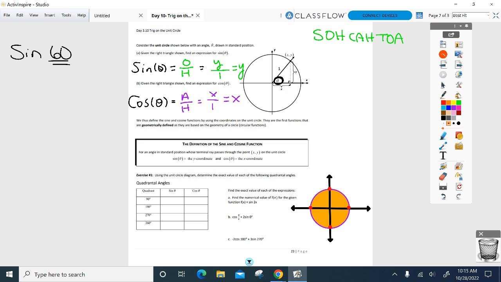Somebody tell me the coordinate at 60. We just reviewed it. The coordinate at 60 is 1/2, radical 3 over 2, right? And I just asked you to find the sine of it. What we just figured out was the sine is the same thing as the y coordinate. Which one's the y coordinate out of the two? Go in your calculator right now. Do the square root of 3 divided by 2. Same thing.